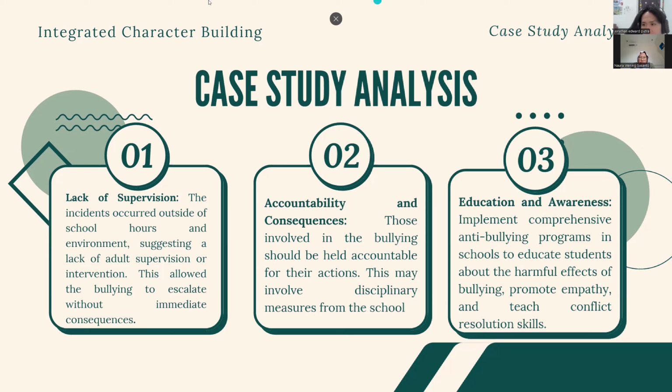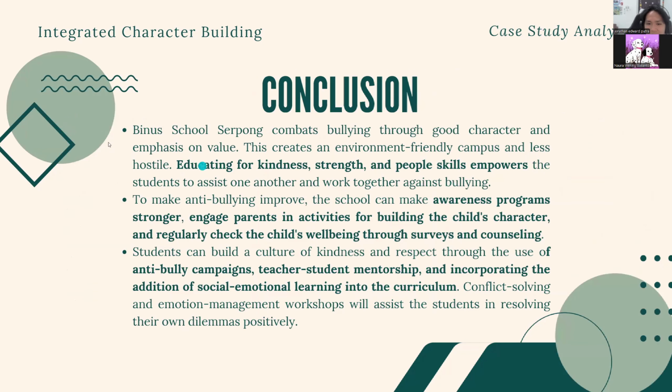I think Miss Nora is having a problem with her connection. Can I explain to you about the accountability and the consequences, especially for those who are involved in the bullying? Okay, Miss Nora is having problems again. So, Miss Nora has internet problems.